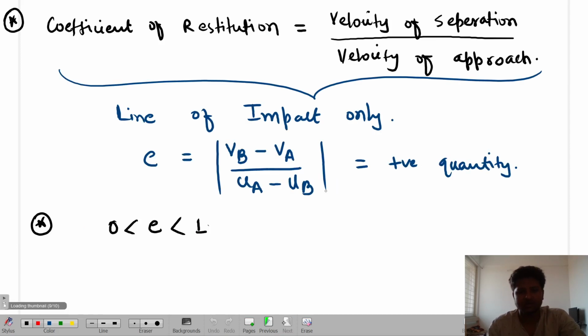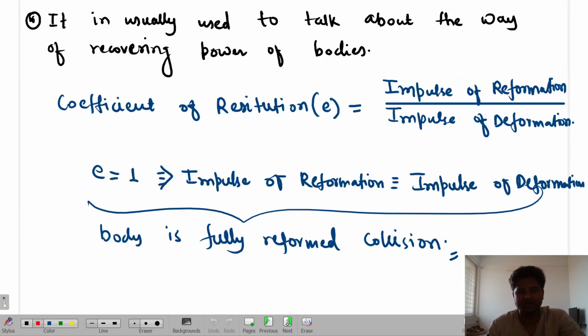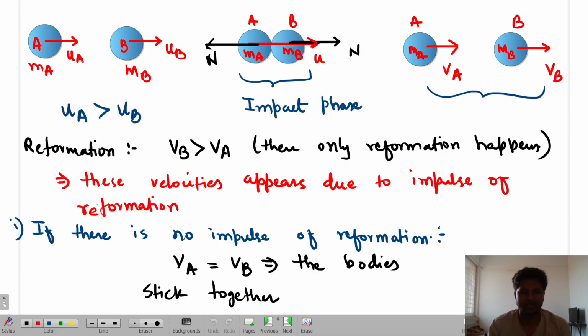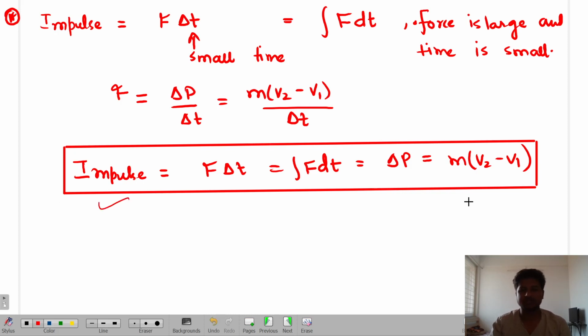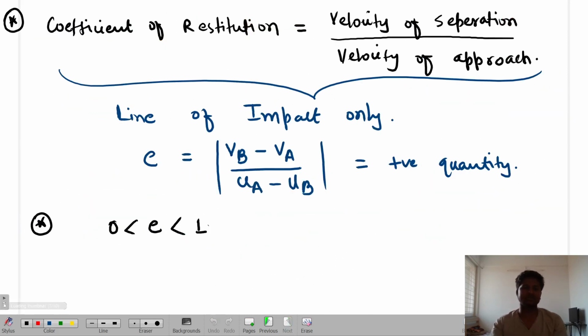To understand what happens to the reformation, we talk about the coefficient of restitution, which is the impulse of reformation by the impulse of deformation, and impulse is nothing but the change of momentum. We express the coefficient of restitution as velocity of separation by velocity of approach, because impulse of reformation means velocity of separation and impulse of deformation means velocity of approach. Is that clear or not? Okay, so first thing, E is always a positive quantity. Second thing, it must lie between 0 and 1.